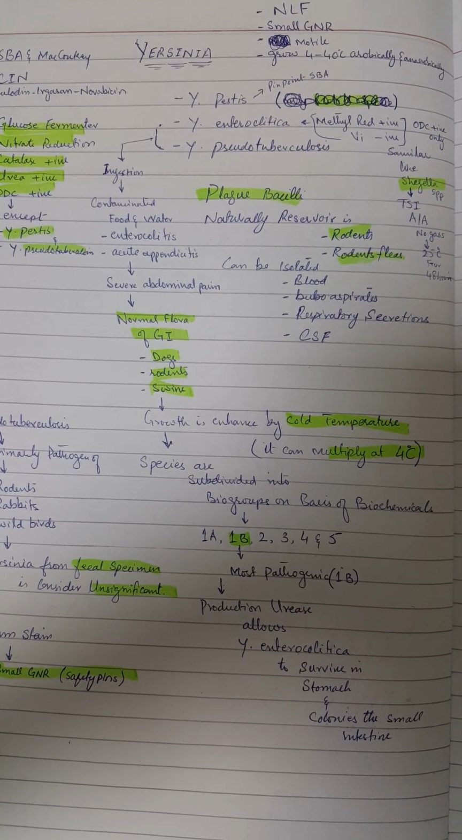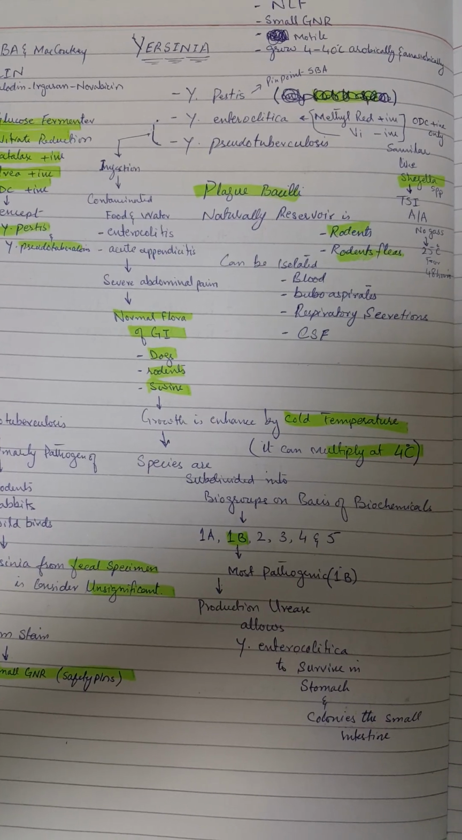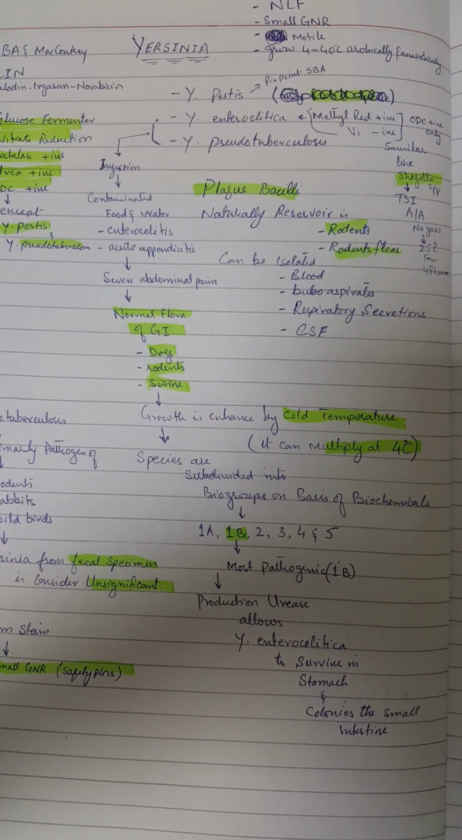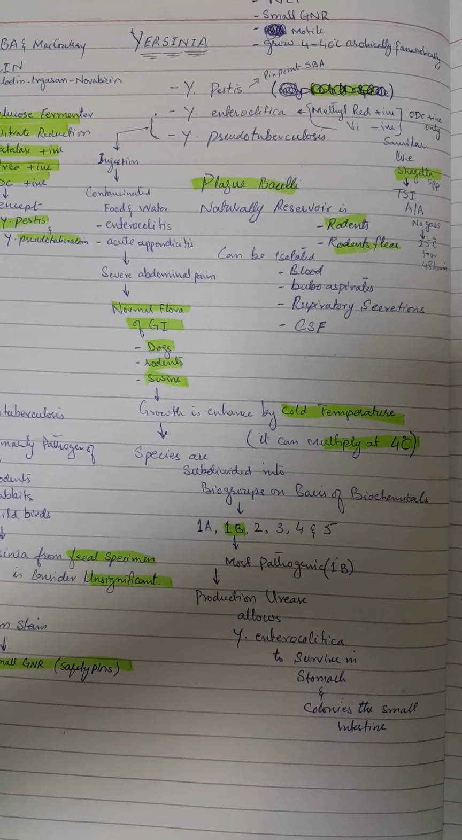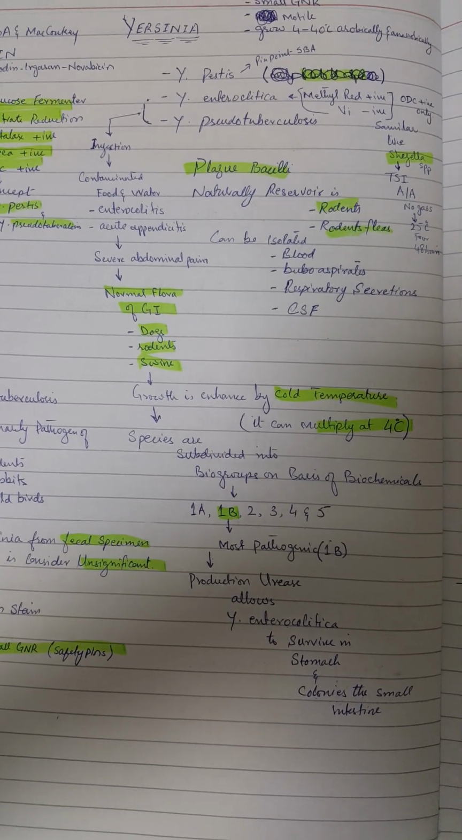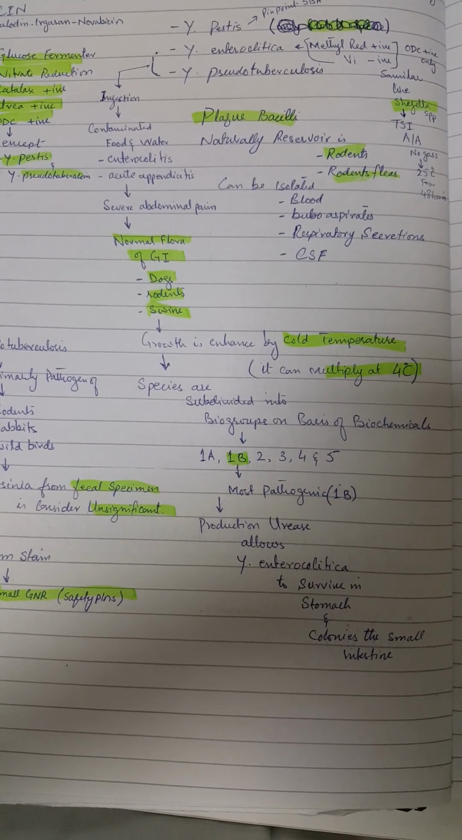Mostly Yersinia enterocolitica and pseudotuberculosis are ingested from contaminated food and water, and enterocolitis, acute appendicitis, and severe abdominal pain are observed. Growth is enhanced by cold temperature. It can multiply at 4 degrees centigrade.